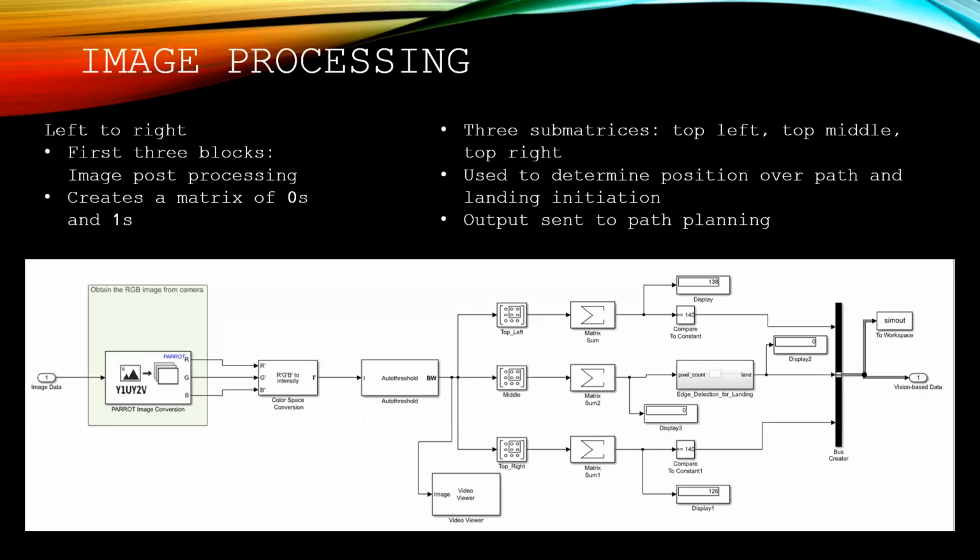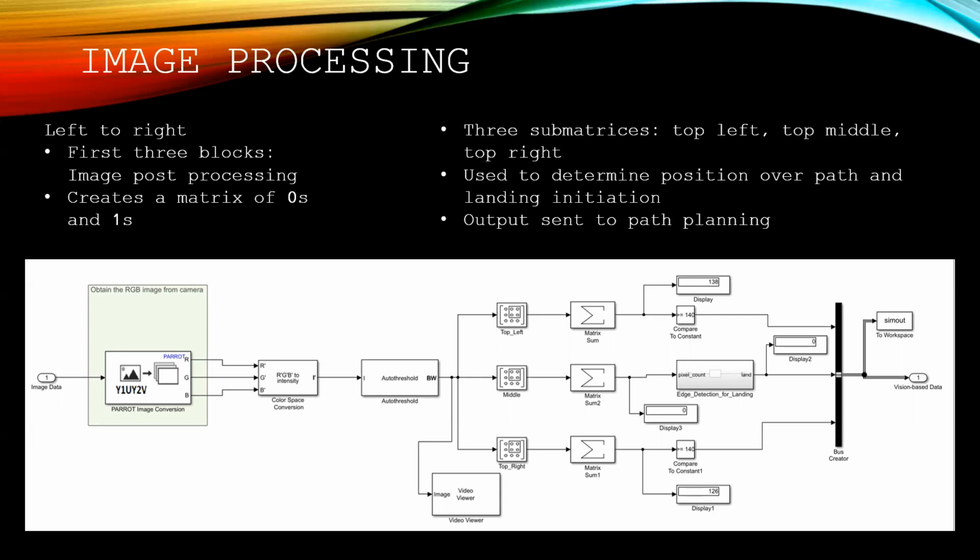So this diagram is the image processing blocks that we made. The first 3 blocks on the left are the post-processing for the image. Starting from left to right, we have an image converter, which converts the imported camera image into an RGB. Then a second converter, which converts it into an intensity image. And finally, an auto threshold block, which converts the intensity image into a black and white. The result is a pixel matrix with white as ones and black as zeros.